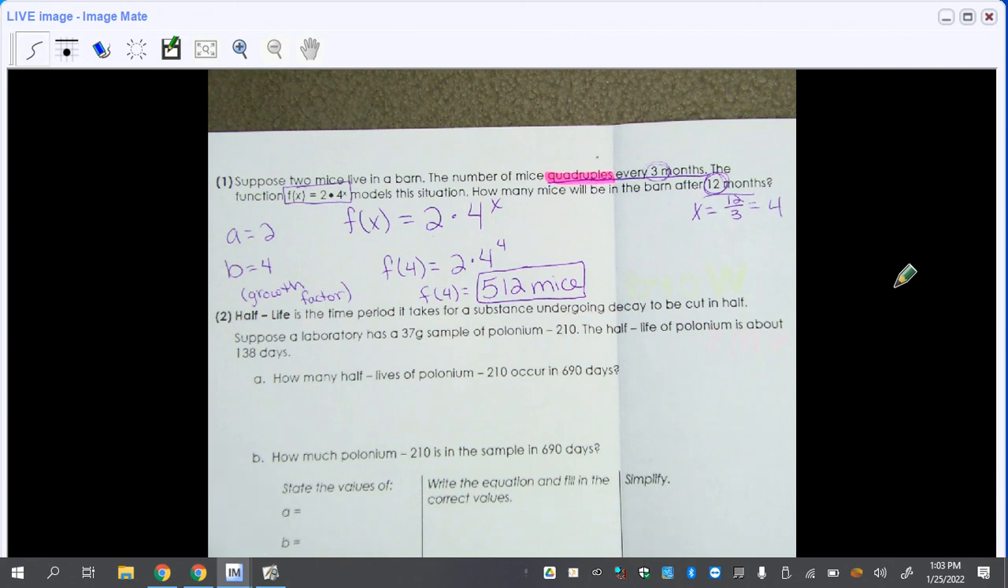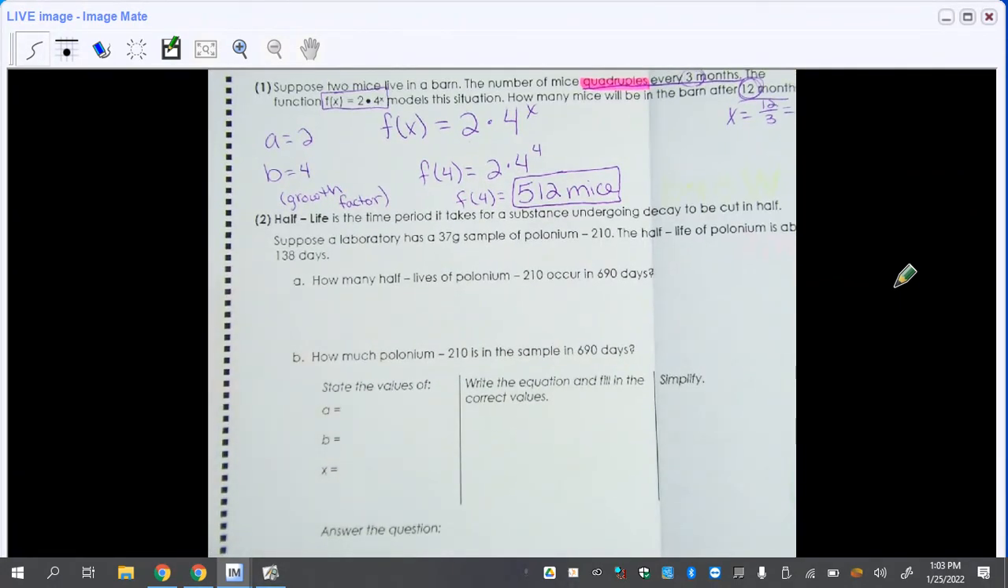So that one wasn't too bad. They did give us our equation already to use, but we can easily plug it in. So like that's what we're going to do for our next one here. Did you talk about half-life yet in science class? Half-life? No? No? Maybe later in the year.